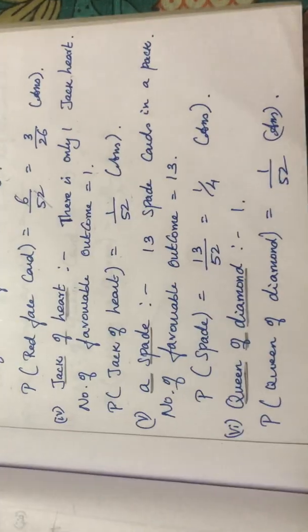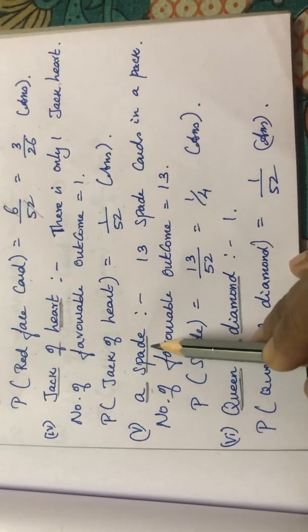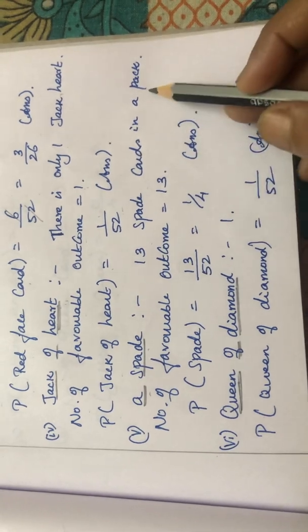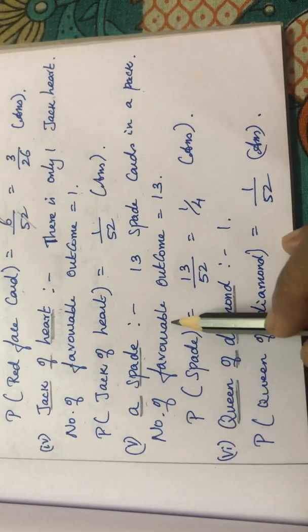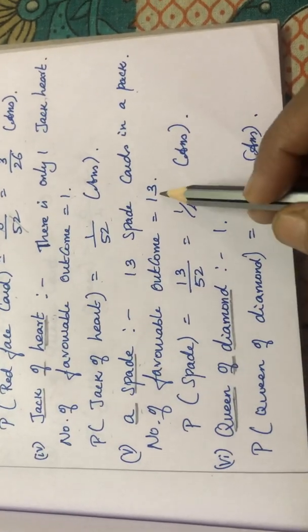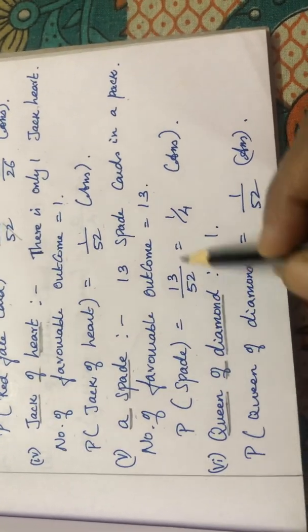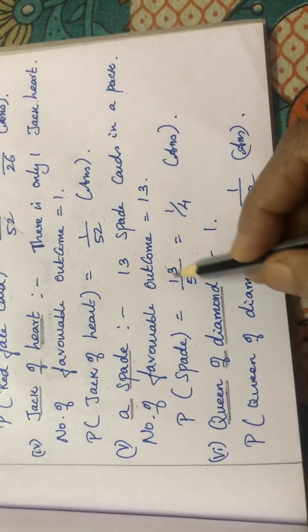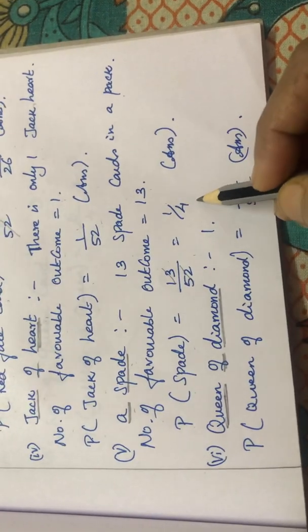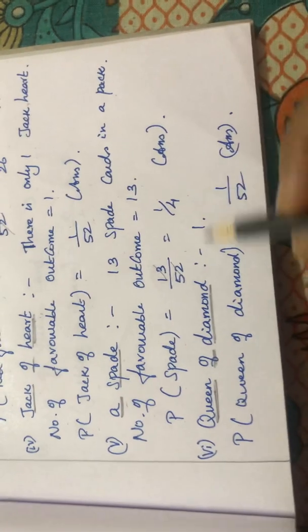And they are asking for a spade card. How many spades are there? 13 spade cards are there in a pack. So number of favorable outcomes for the spade card is 13. So probability of getting the spade card is equal to 13 by 52. When I am simplifying, 1 by 4 is the answer.